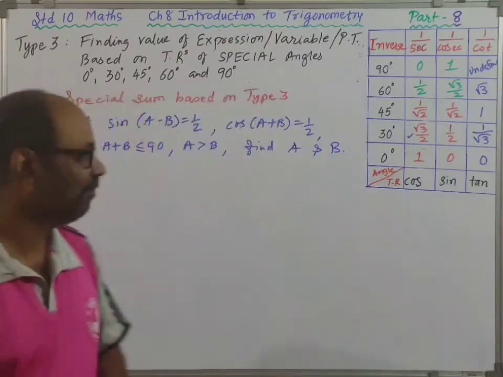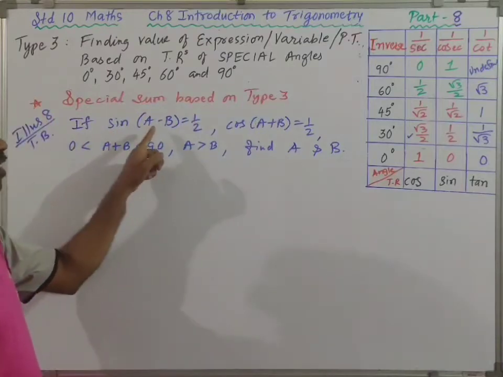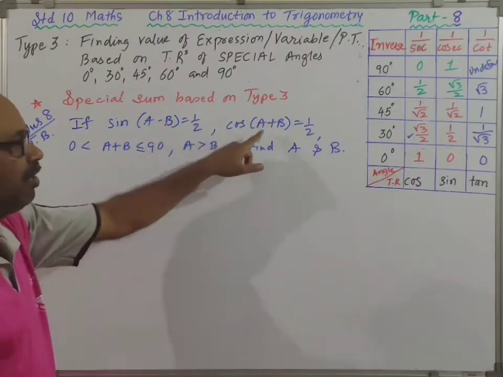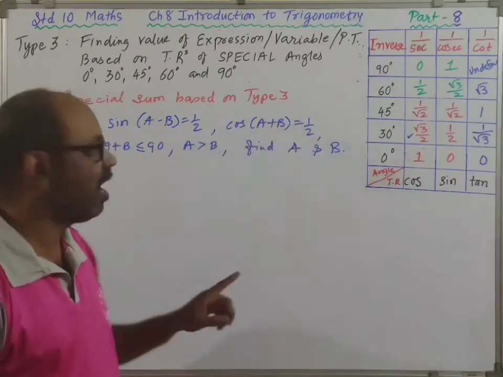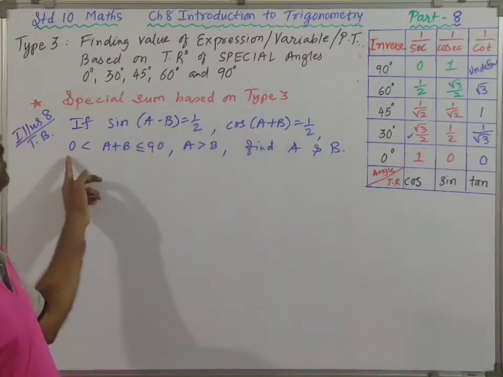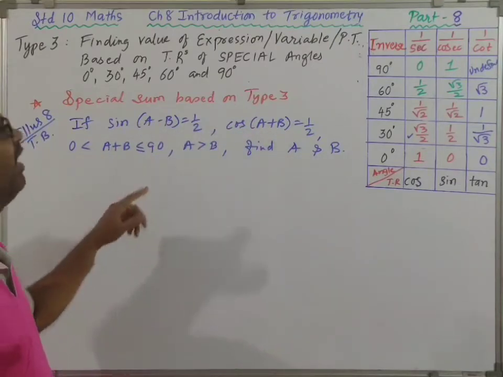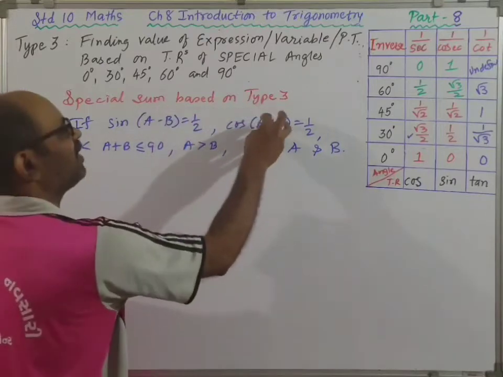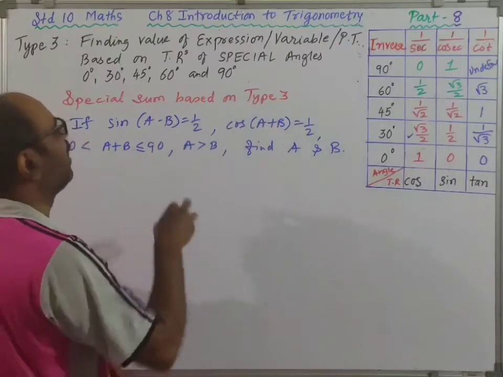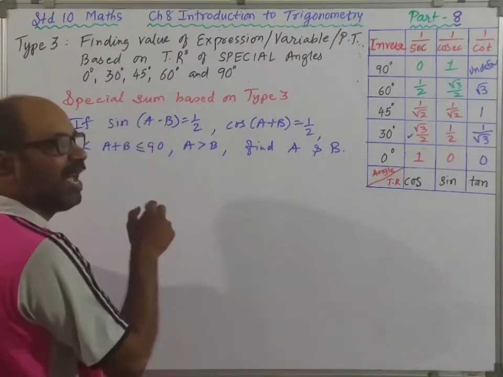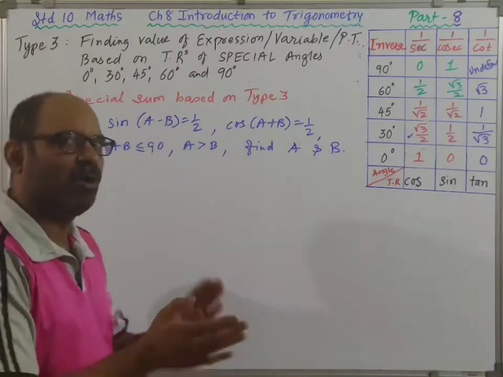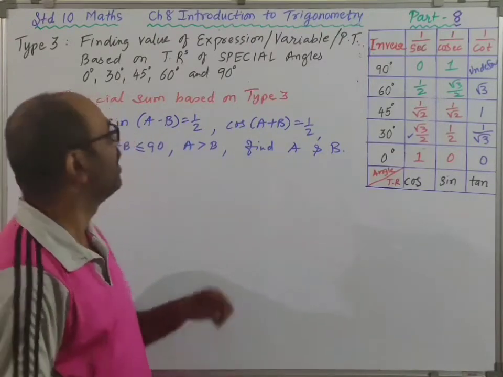Let's see the sum. If sine of A minus B is equal to half and cos of A plus B is equal to half, where A plus B is greater than 0 and less than 90. A plus B means it's an angle, theta, and theta is always an acute angle. A minus B is also an angle, an acute angle. So A plus B and A minus B both lie between 0 and 90.